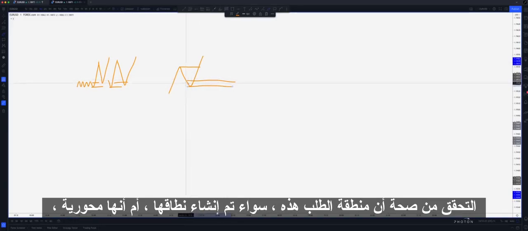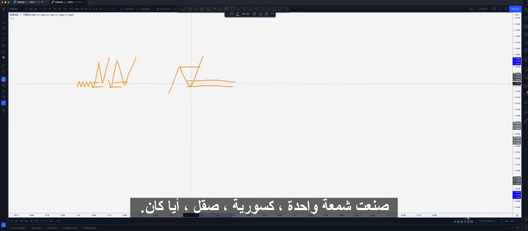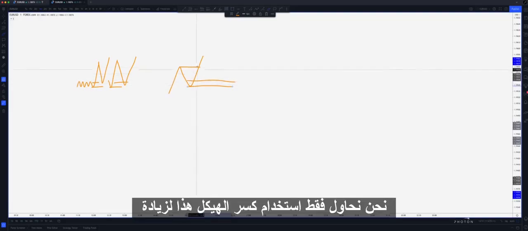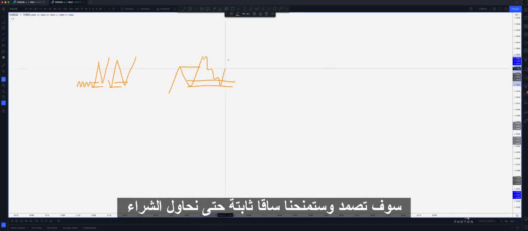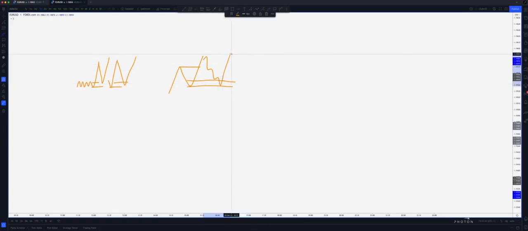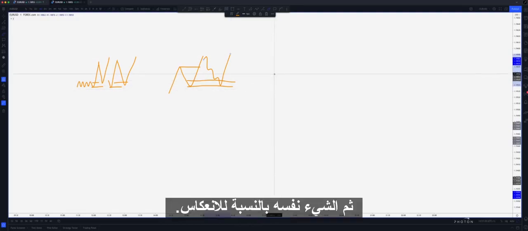whether it's range created, pivot created, a single candle, a fractal refinement, whatever. We're just trying to use that break of structure to increase the probability that this is a strong zone, so that when price returns, it will hold and it will give us a sustained leg for us to try and buy and ride that next bullish leg to the upside, right? And then the same for a reversal.